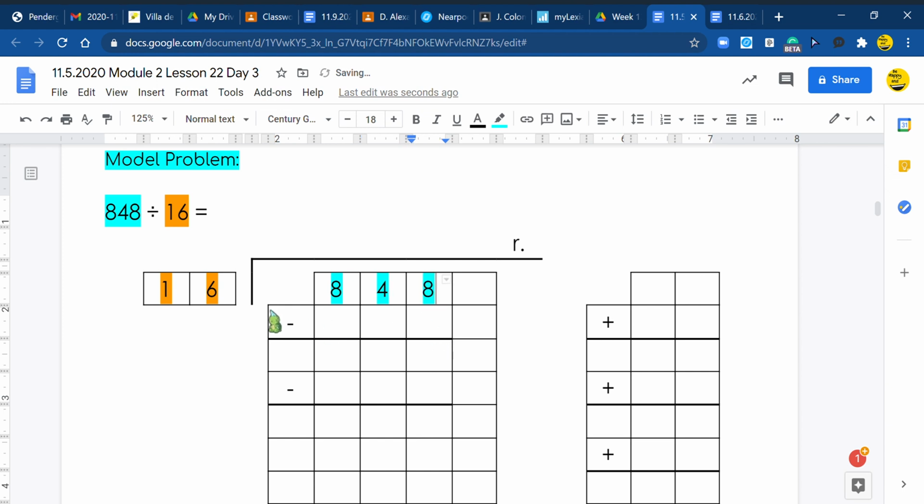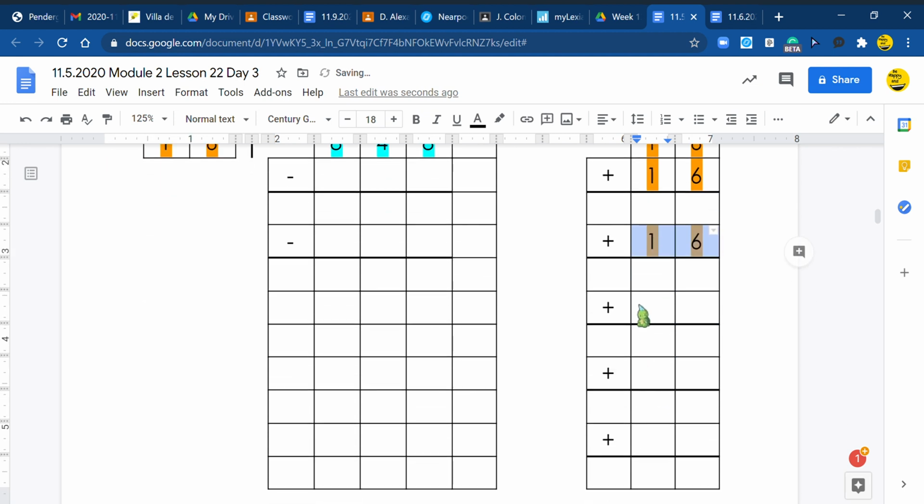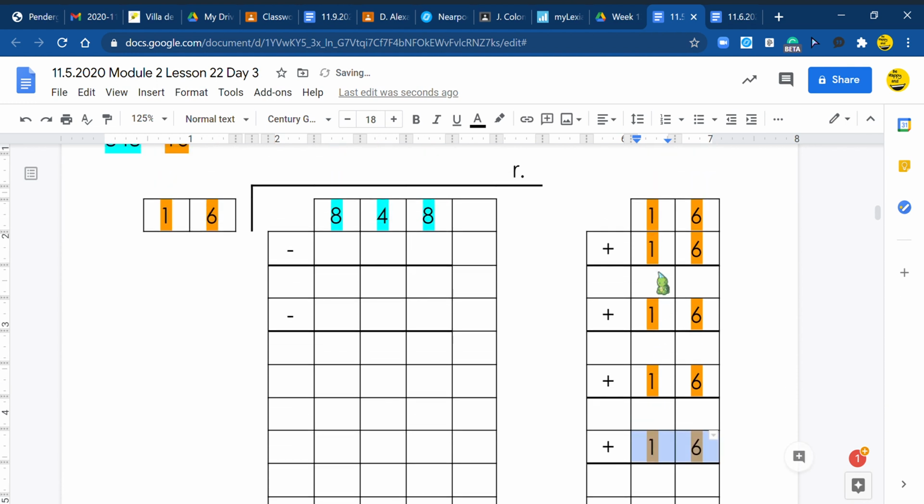So the next thing I do, as I've told you guys before, is once you get it set up, we need to do the repeated addition. So I'm going to hit Control C and come right over here and go Control V, Control V, Control V, Control V, and Control V. Now I get to add these up right through here.